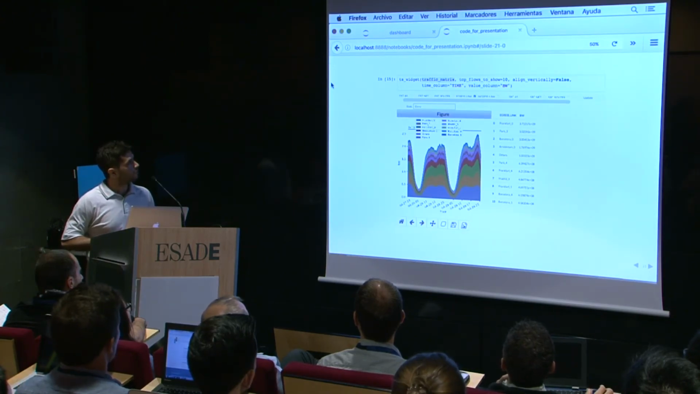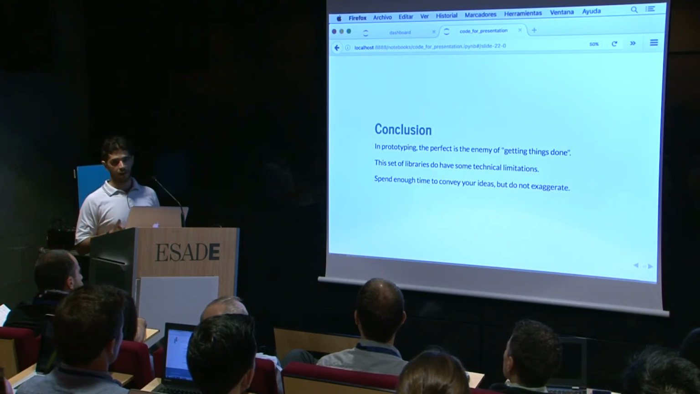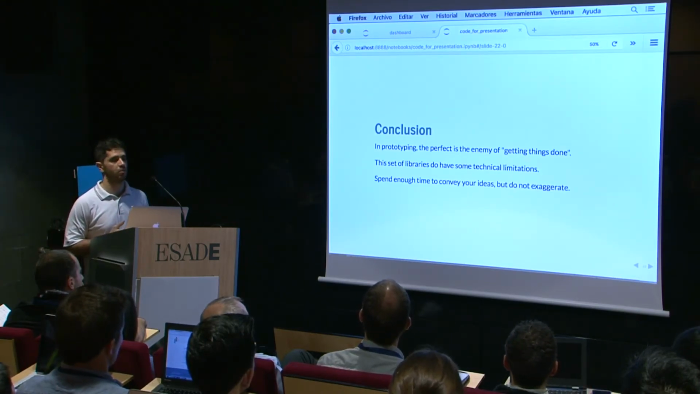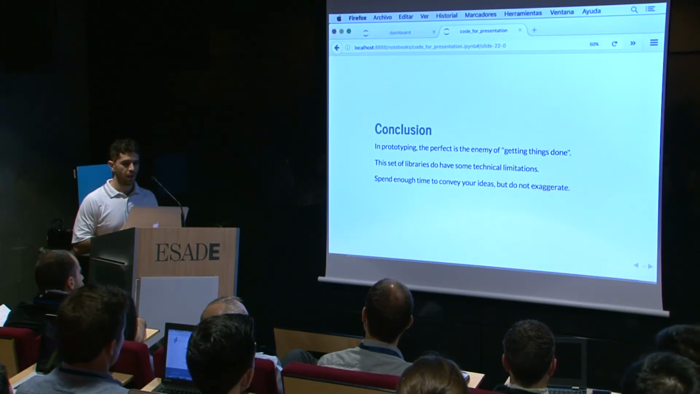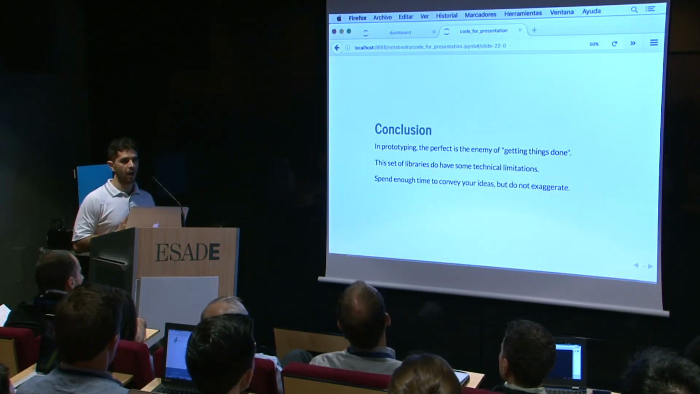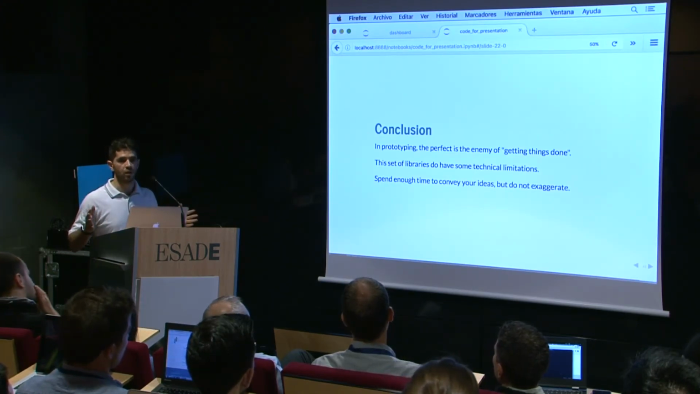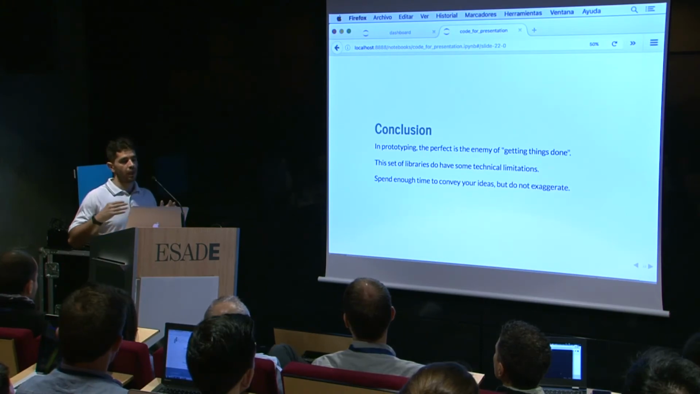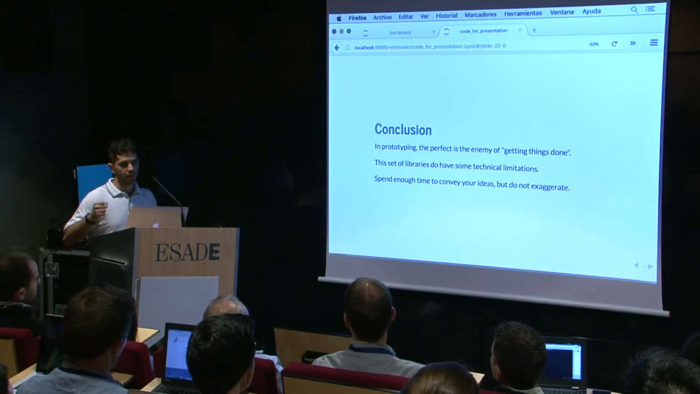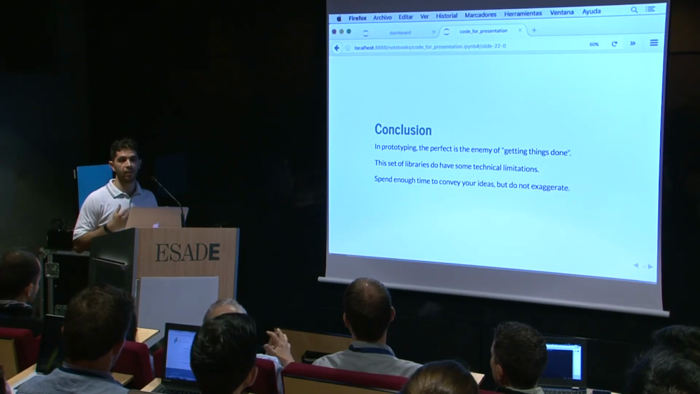Okay, so that is actually most of it. I just have a final conclusion: at least if we are doing prototypes, perfect is the enemy of getting things done. So these libraries, and I'm pretty sure Bokeh and other libraries that hook into JavaScript, will probably drive you crazy if you want to get everything right.